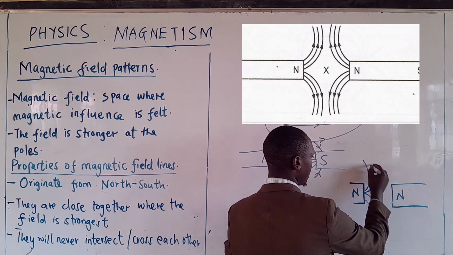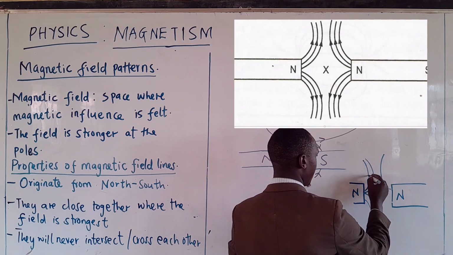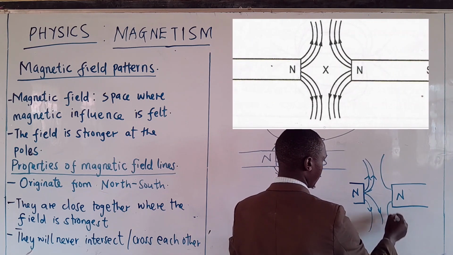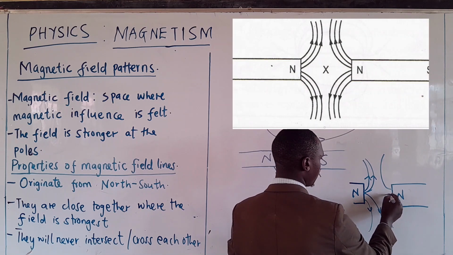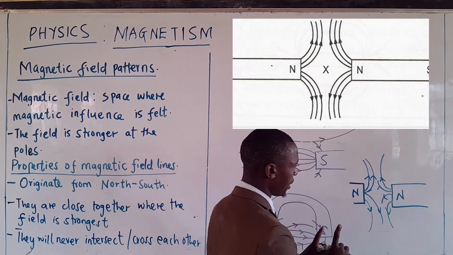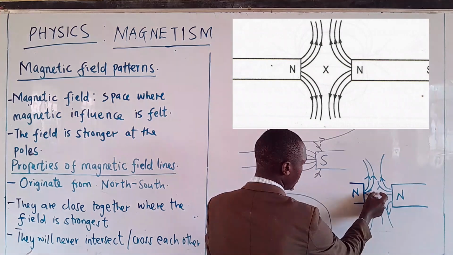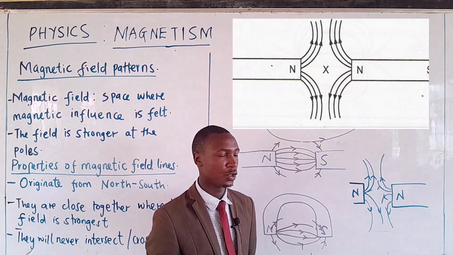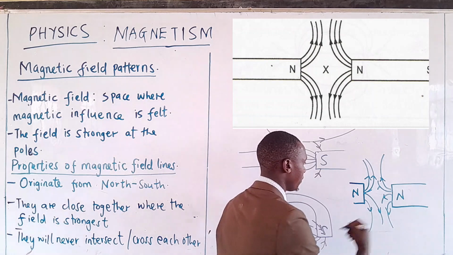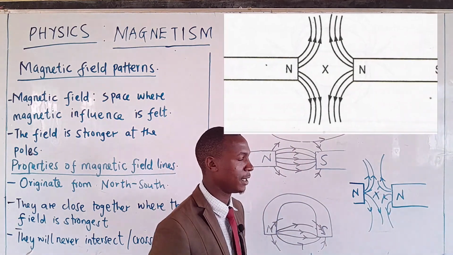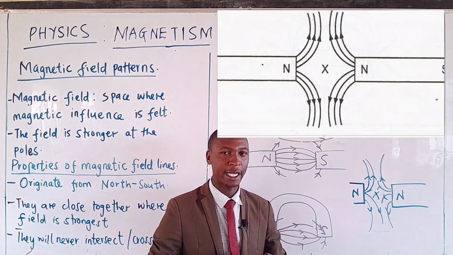They will never cross each other, remember. So the direction is from north to south. Field patterns will never cross each other. The direction has to be that one. Very good. So we expect them to move. This region is a repulsion zone. So we are not going to have attraction. We are going to have repulsion of these field lines, and they always repel sideways.